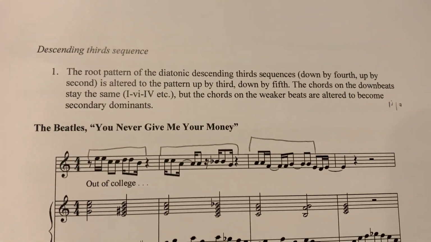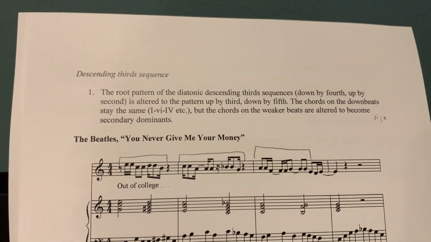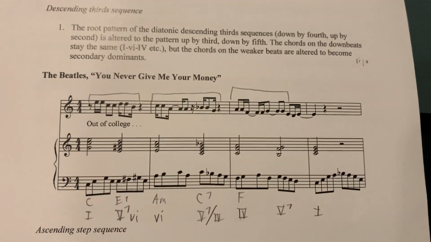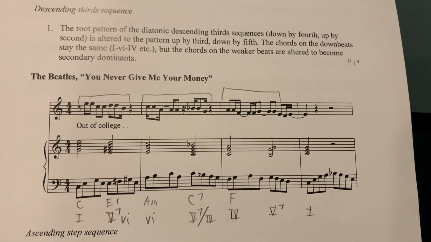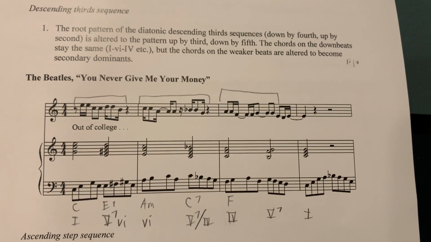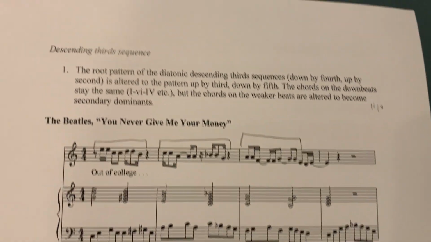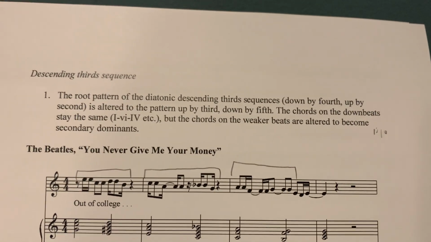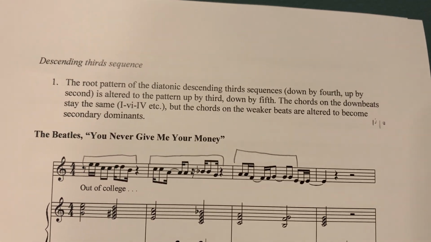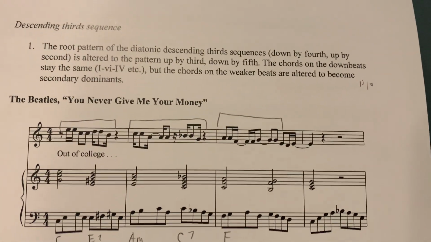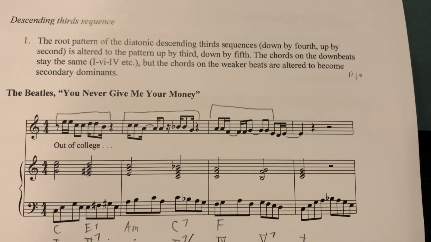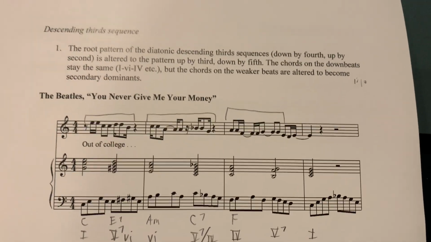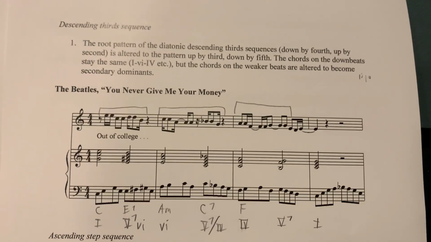Next up, the descending third sequence. Now you remember that's the Pachelbel canon D1 though. So what we're going to do here is we're going to incorporate some secondary dominants. Now the reason that this one's kind of unique is that the root pattern is going to change a little bit. For the normal one, the diatonic one, it is down by fourth, up by second. But in this case, we're going to alter it. It's now going to be up by third, down by fifth. So up by third, down by fifth, up by third, down by fifth, up by third, down by fifth.